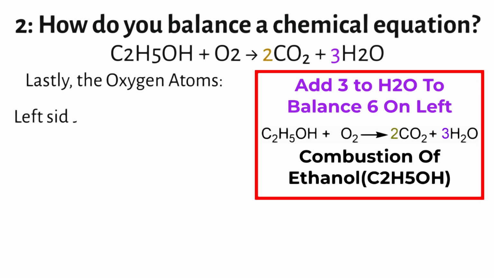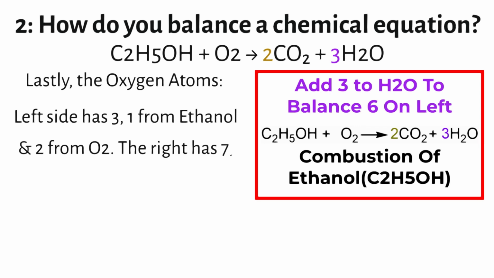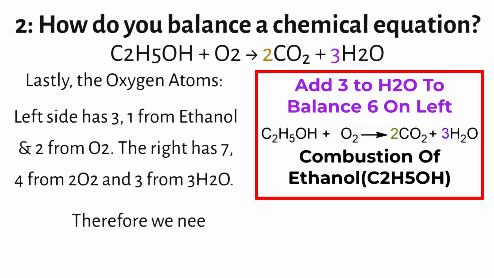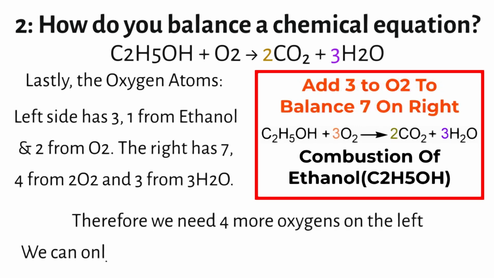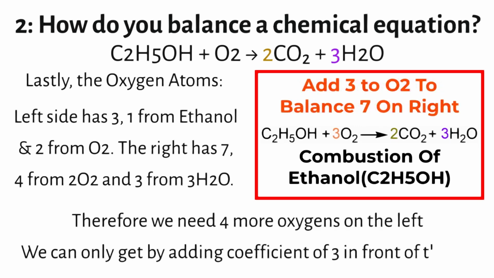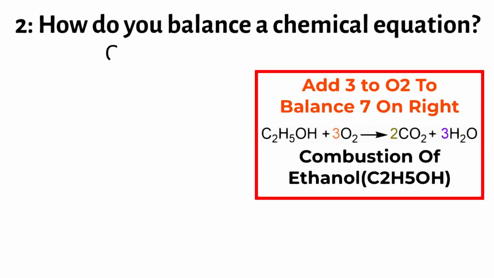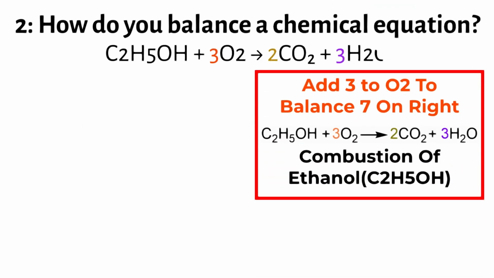The left side has 3, 1 from ethanol and 2 from oxygen. The right has 7, 4 from 2CO2 and 3 from 3H2O. Therefore, we need 4 more oxygens on the left, which we can only get by adding the coefficient of 3 in front of the O2 to get C2H5OH plus 3O2 going to 2CO2 plus 3H2O.